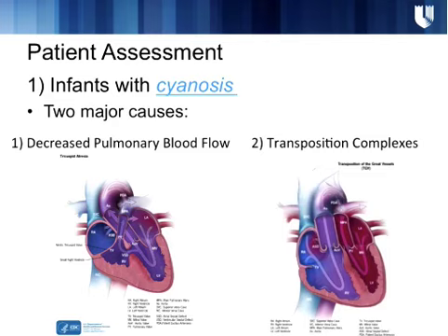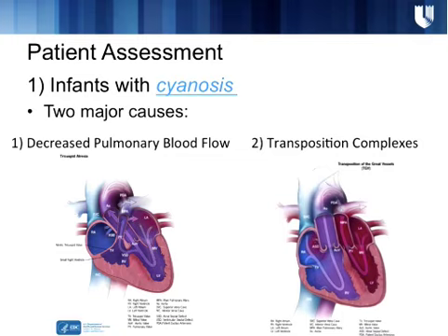The first major category we'll discuss are infants with cyanosis. There are 2 major causes of this. The first being decreased pulmonary blood flow, and the second being transposition complexes. First, we'll discuss infants with decreased pulmonary blood flow using tricuspid atresia as the example.